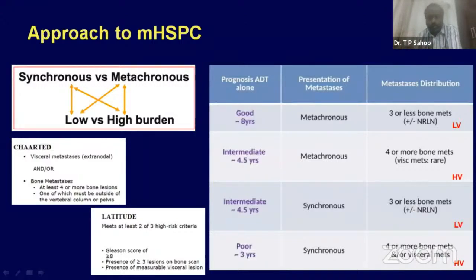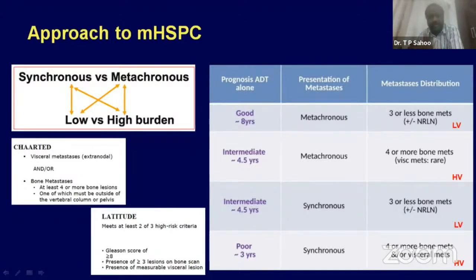These are the two most talked about trials, and they talk about nearly the same thing. They have slightly different inclusion criteria where they define high risk or high burden. But what I mean to say is that anyone who has visceral metastasis is definitely a patient of high risk criteria. In LATITUDE, you have someone with a Gleason score, they have taken 2 out of 3, so the Gleason score was taken into consideration, which is not a consideration in CHAARTED. And then the presence of 3 or more bony lesions on bone scan, they have not defined the site. In contrast, CHAARTED is very clear: at least 4 or more, and at least one of them should be beyond the pelvis or the vertebral column.